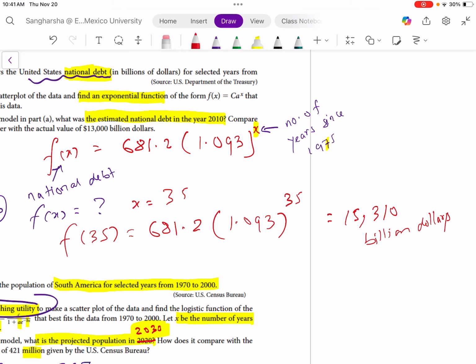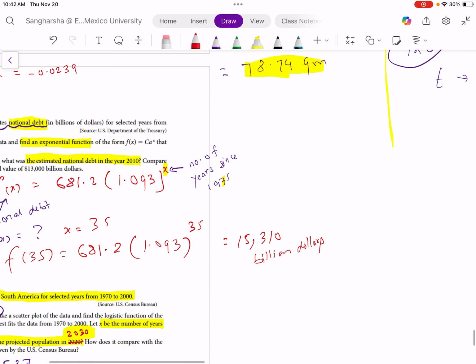So this is the final answer. You multiply 681.2 times 1.093 to the power 35, and this is what we get. Now the question is, if this model is true, and this is the function they created with the help of data, so it's not a random function, can you estimate the national debt of the United States for our next year 2026? So how do we do that?